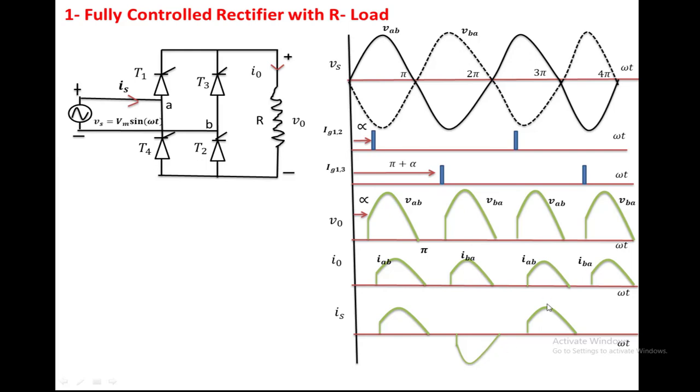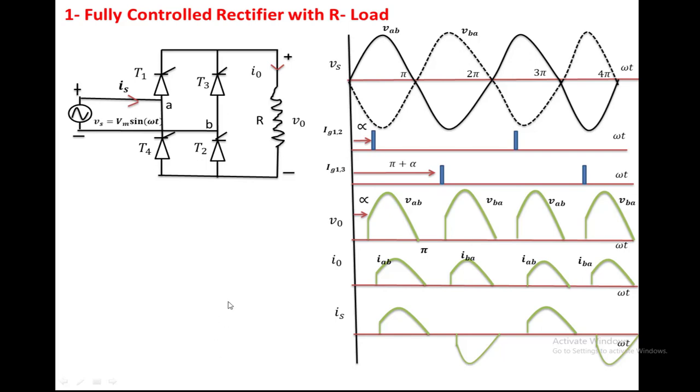Again, T1 T2 is conducting, positive; T3 T4 is conducting, again negative. Nothing but when T1 T2 is conducting, the source current equals the load current, that is positive. When T3 T4 is conducting, the source current equals the load current, but it is negative. So in this manner you have to draw the waveform when the circuit is operating.